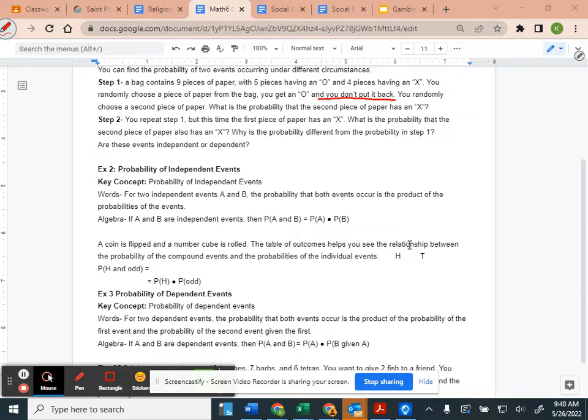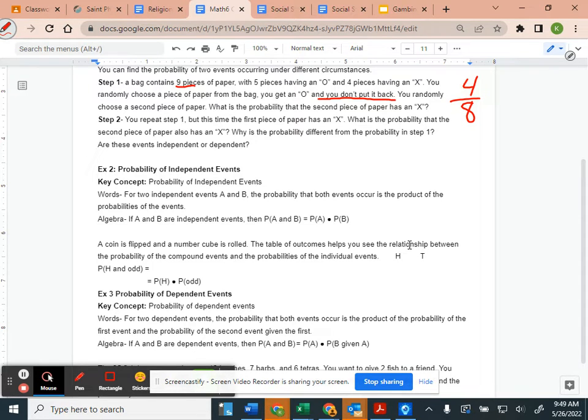So if 5 pieces have an O and 4 pieces have an X, and you don't put that O that you drew the first time back in, what's the probability that our second one is an X? How do we solve that? Peyton? Well, you do 4 over 8 because 4 and 8, they're 50%. But there's 9 pieces of paper.